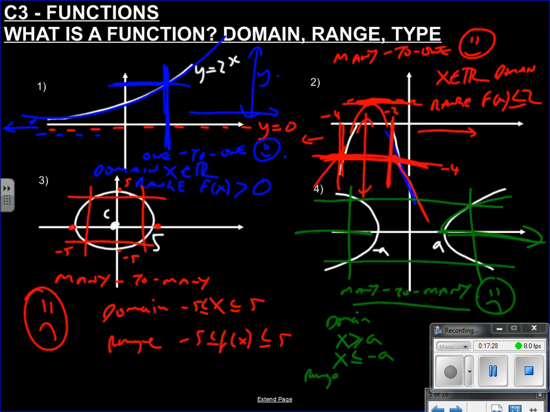The range, well, let's look at that. F of x. Can the y value be any number? Yeah, because look, 0 upwards to infinity, 0 downwards to infinity. Therefore, the range can be any real number. And there we go.